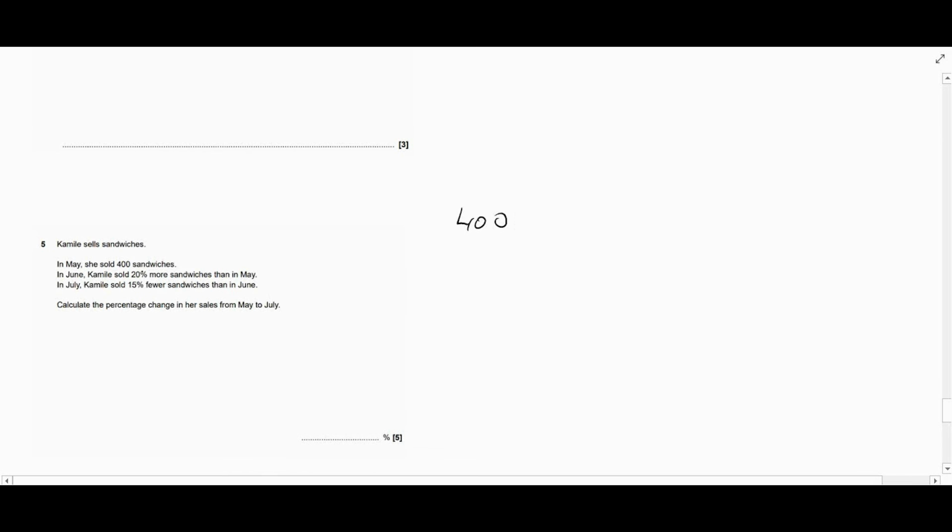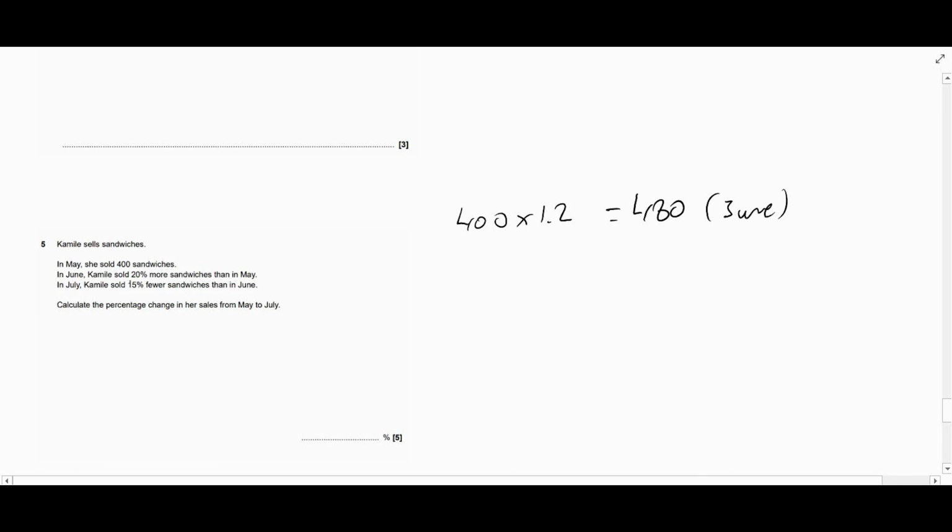We're multiplying it by the percent. So we're multiplying in this case by 1.2. If you're not exactly sure where this comes from, maybe have a look at the previous questions to kind of get intuition, but I feel like at this point we've established that. 1.2, and that would give you the amount of sandwiches that you sold in June. If you do the sum, you basically get that you sold 480 sandwiches. That's the amount you sold in June.